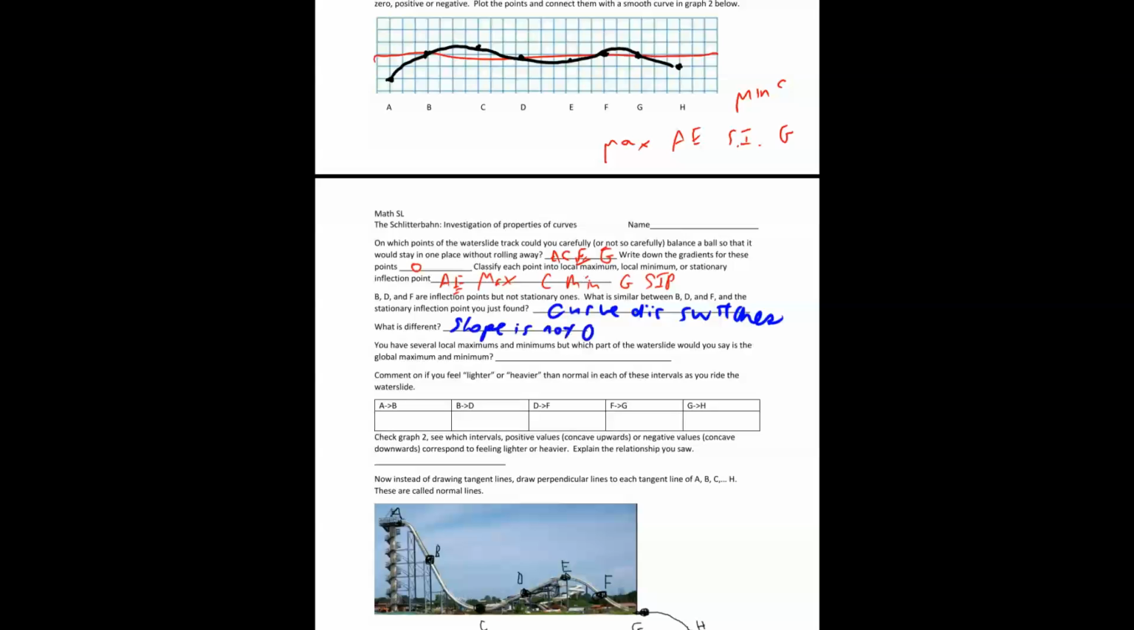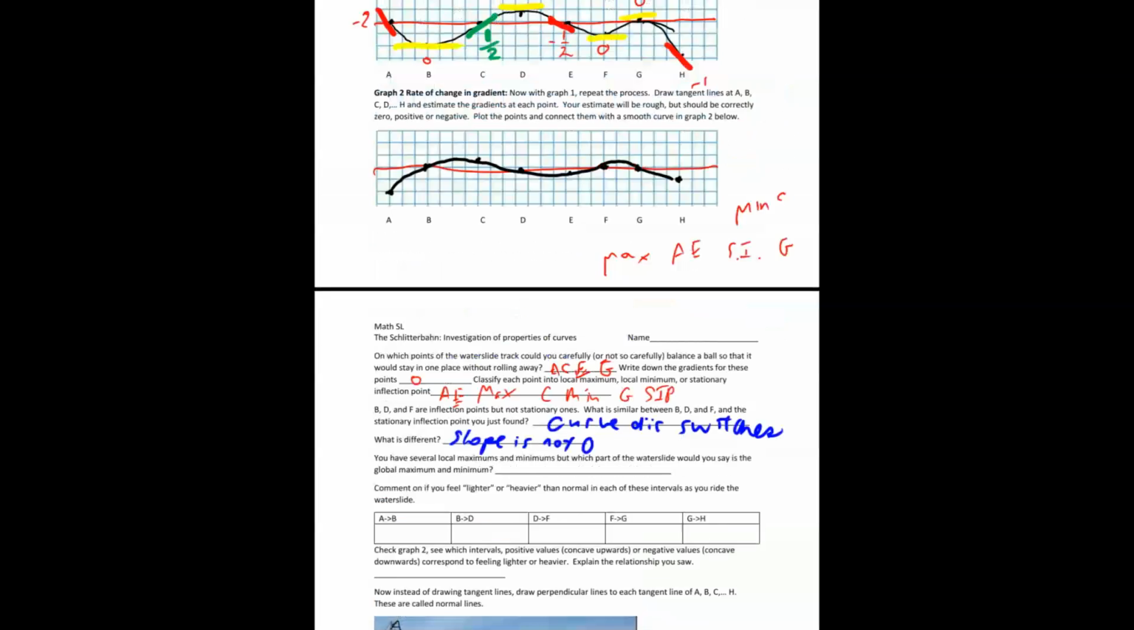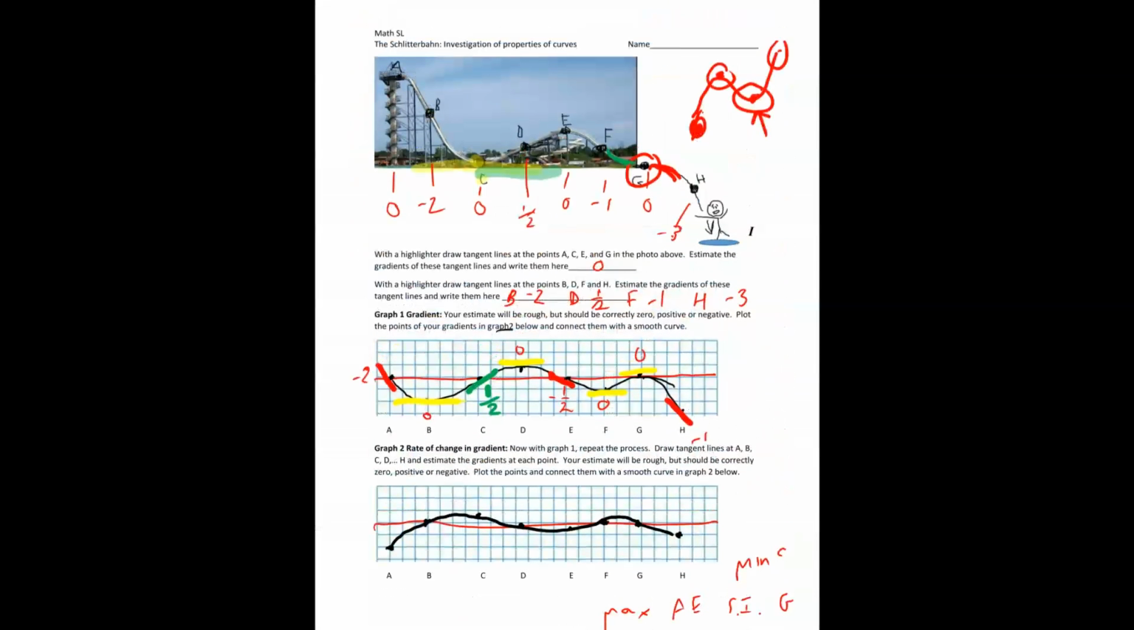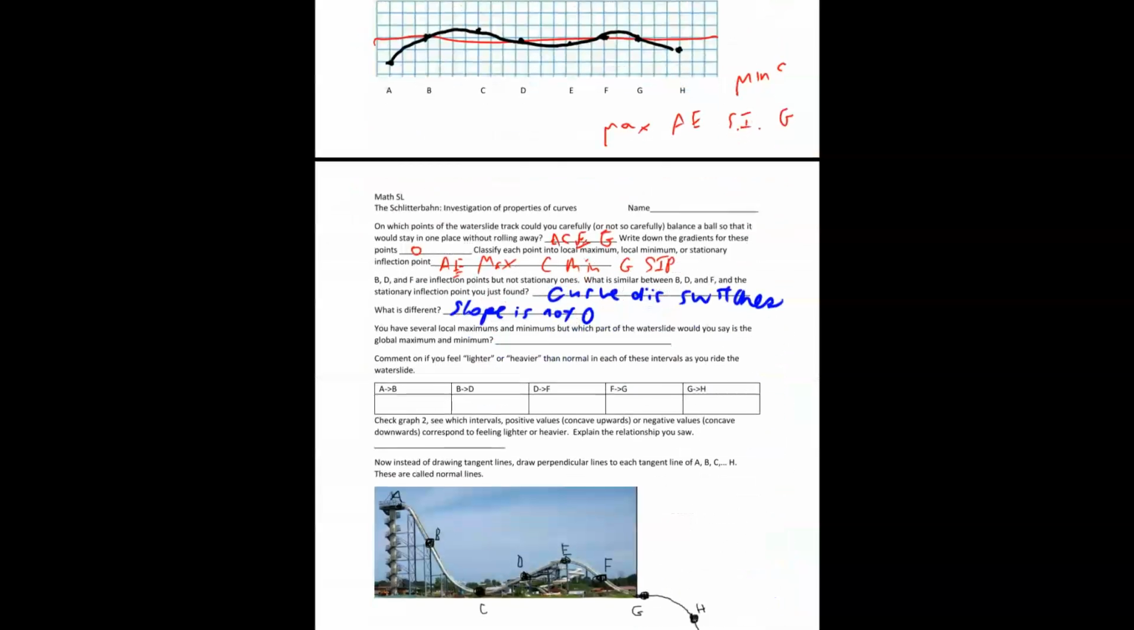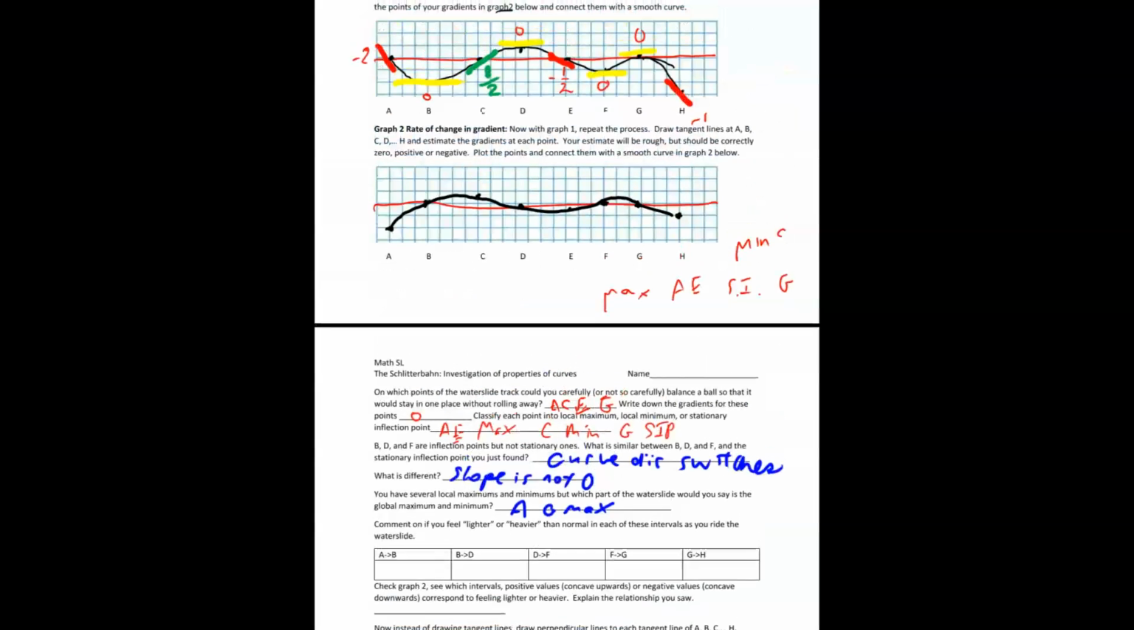You have several local maximums and minimums, but which part of the water slide would you say is the global maximum and minimum? Global maximum is pretty easy. A is not only a local maximum, it's also the global maximum, because look, it's the tallest point on the water slide. That is the record-setting point which made it the tallest water slide in America. So A is the global maximum. So where's the global minimum?